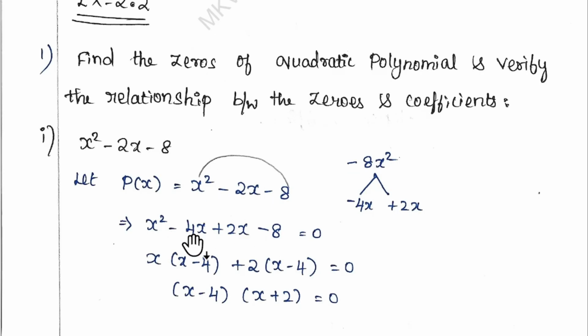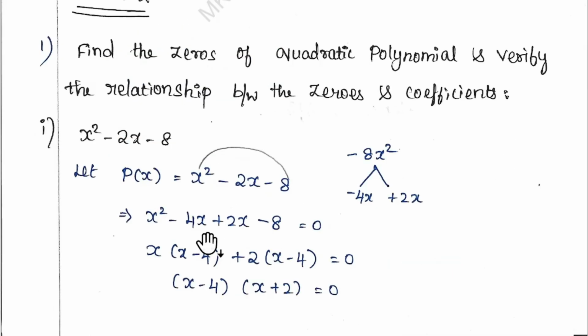Now take the first two terms, x squared minus 4x. What is common? x is common. If I take x common out, the remaining is x minus 4. In the other two terms, I can take 2 as common. If I take plus 2 common, I get x minus 4, because 2 fours are 8, so minus 4.